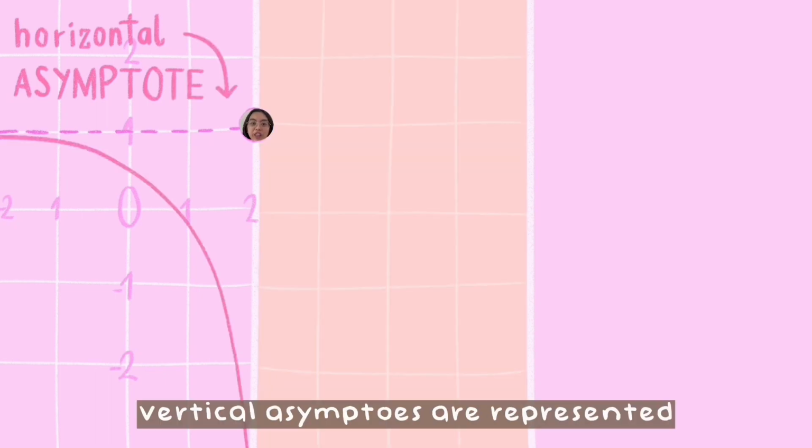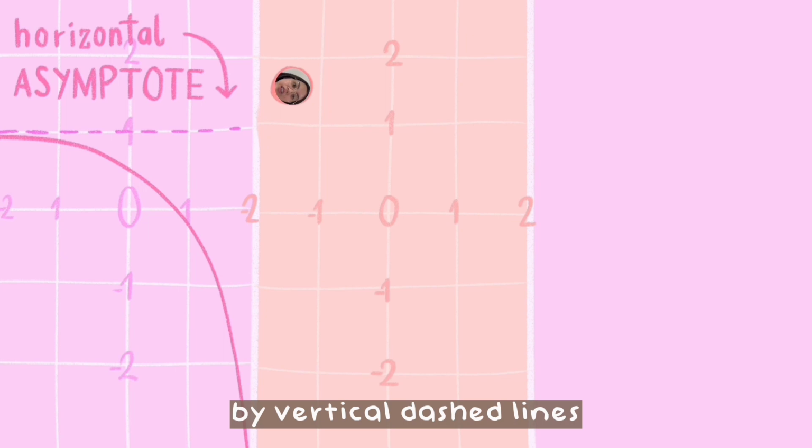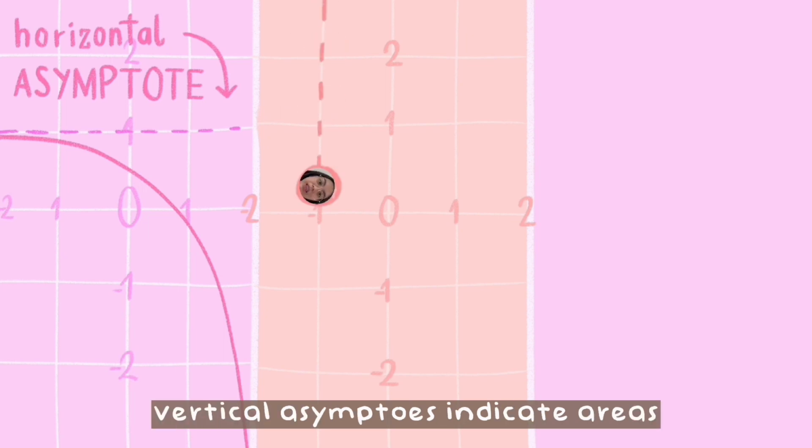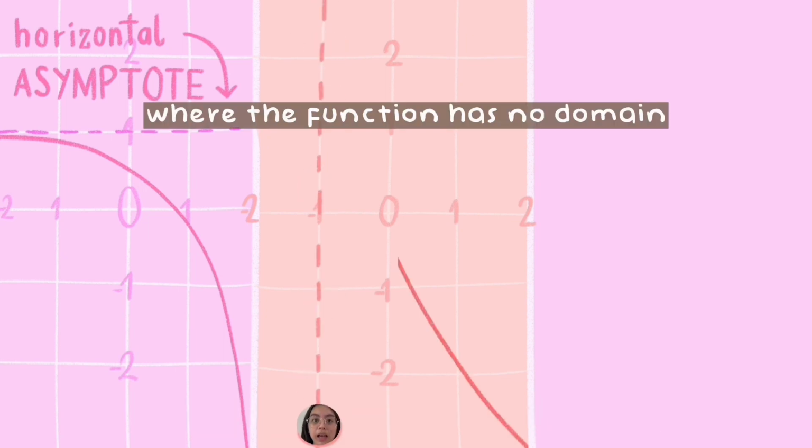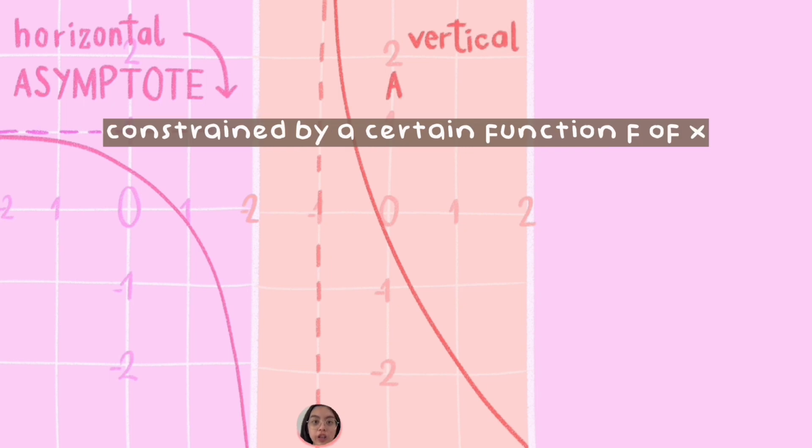On the other hand, vertical asymptotes are represented by vertical dashed lines. Vertical asymptotes indicate areas where the function has no domain. These represent x values that are constrained by a certain function, f(x).